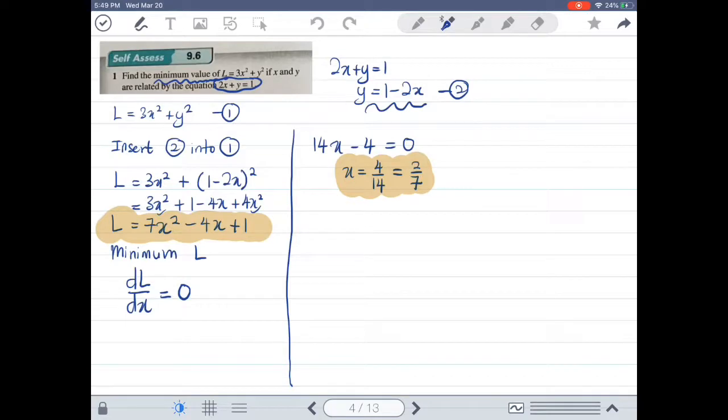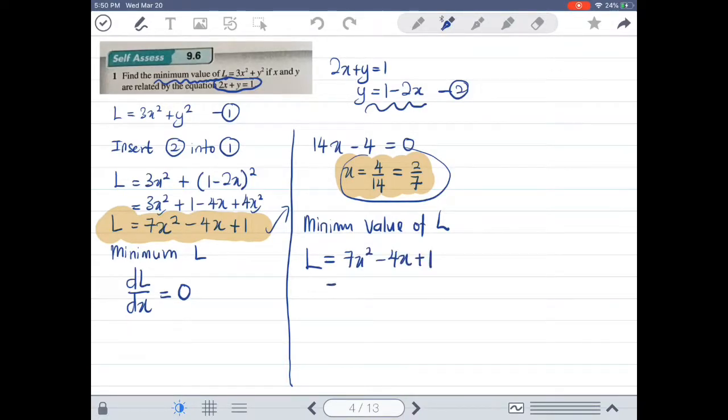Hence, to find the minimum value of L, we insert the value of x into the function of L. So the function of L here is 7x squared minus 4x plus 1, which is just equal to 7 times (2 over 7) to the power of 2 minus 4 times 2 over 7 plus 1. So use your calculator, you will get the minimum value of L is just 3 over 7.